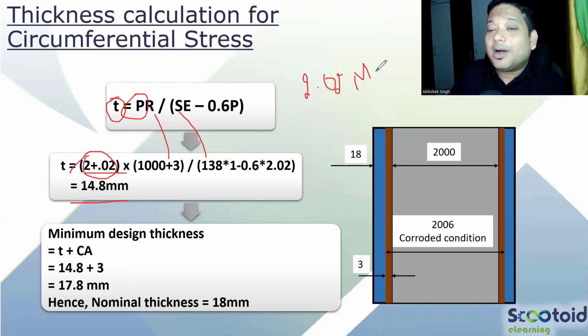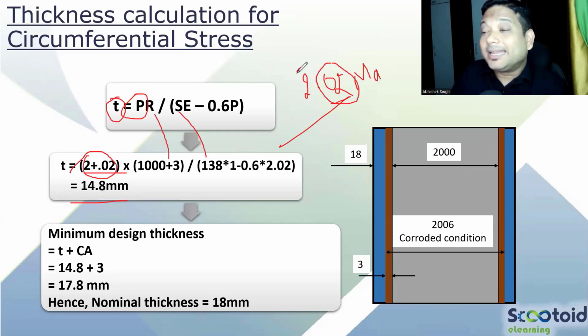Yes. Now, in that 2.02, 0.02 is because of static head. This 0.02 is because of static head. So what design pressure can I apply on that vessel? 2. So 2 MPa, not 2 bar. In this case, we are taking MPa. So 2 MPa here is the maximum pressure which this vessel can withstand.